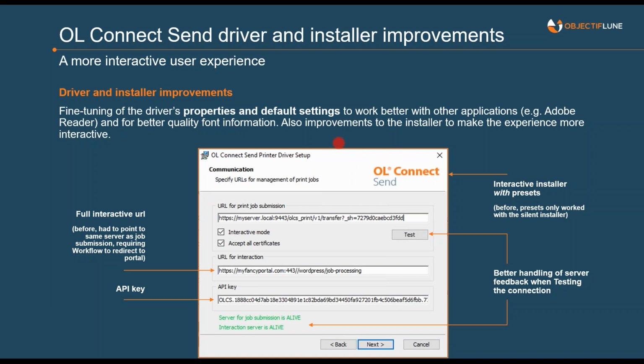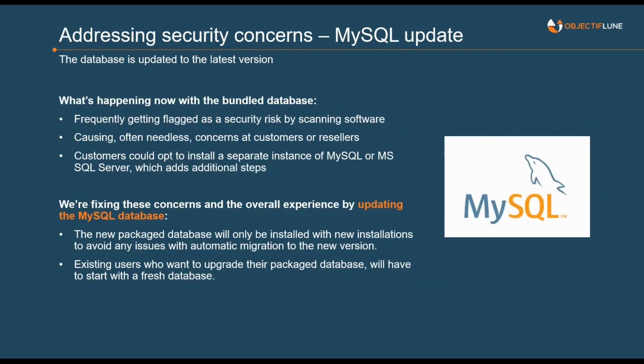So in this way, they can manage the tokens of each customer of the print center and control who is printing and who is authorized to print. Not everyone is authorized to print, just the ones that have the API key. Okay. This is the discovery of all Connect Send.